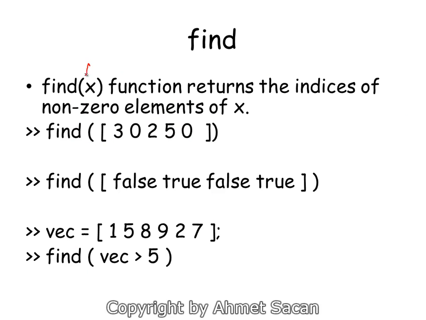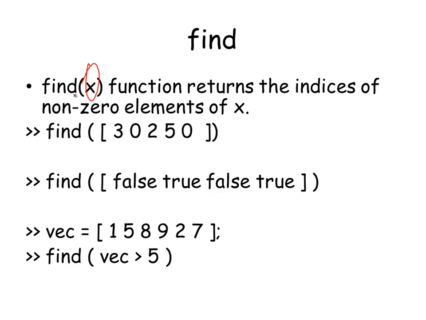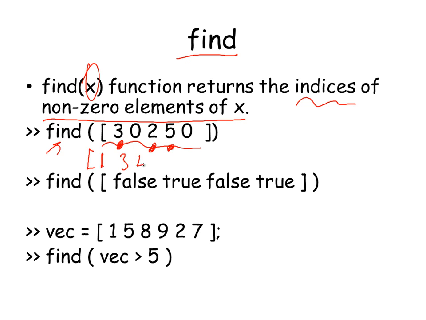Now you can take a logical vector, or in fact any numerical matrix would also work, and apply the find function. The find function will return the indices of non-zero elements of X. Let's figure out what this first one will do. If you give it this vector, it'll go through the vector and see which ones are non-zero. The 3 is non-zero, 2 is non-zero, 5 is non-zero. Then it'll give you the indices of those: 1, 3, 4. The first element, the third element, and the fourth element. That's the result you get when you call the find function on this vector.